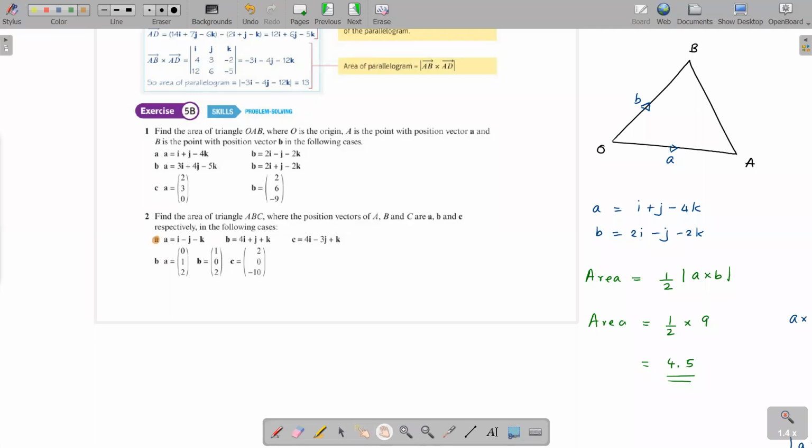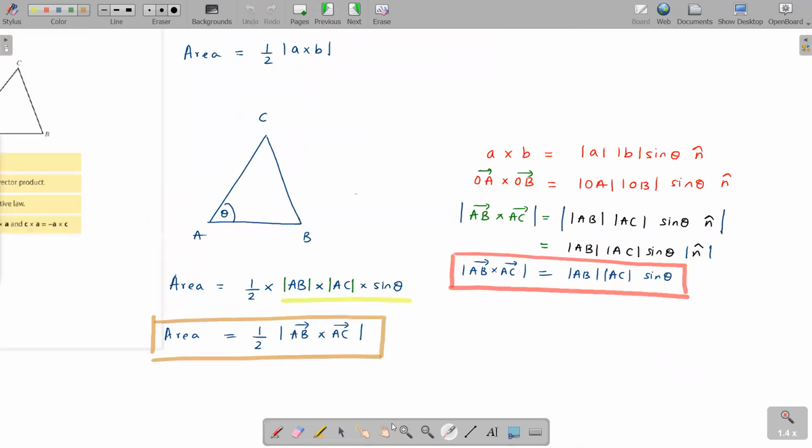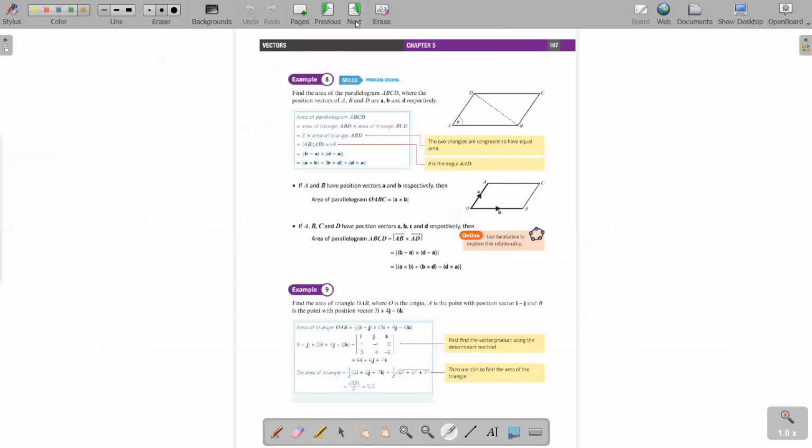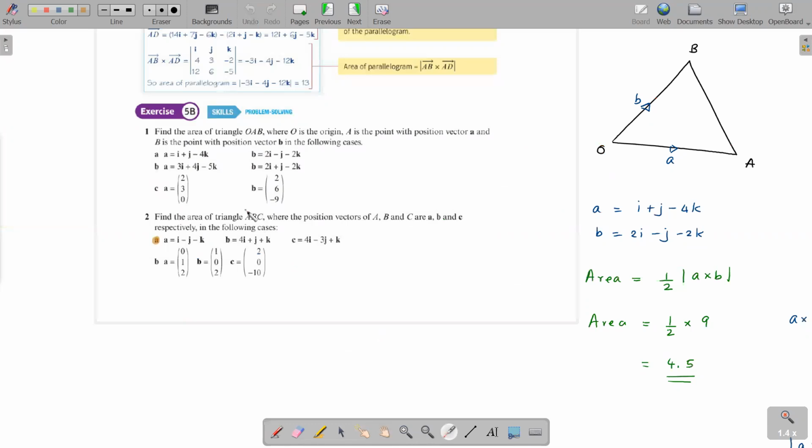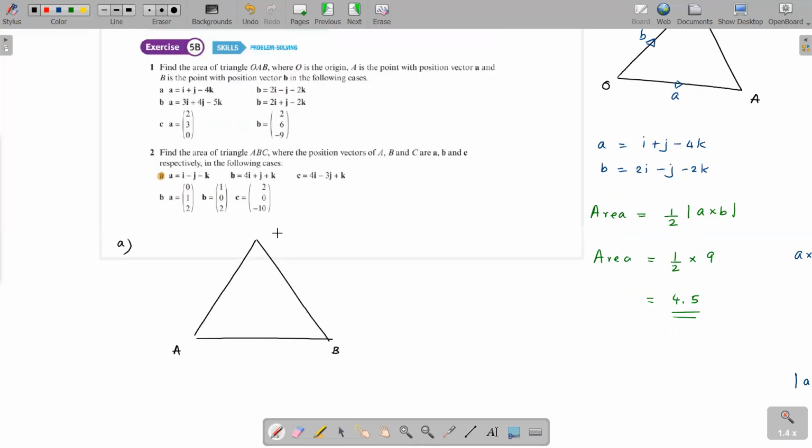Okay, so I'll move on to question number 2, part A. This is related to the part that we just proved. We are going to use this formula and calculate the area of a triangle. Find the area of triangle ABC where the position vectors of A, B, and C are a, b, c respectively in the following cases. They ask you to get the area of the triangle ABC, and they've given you the positions. A is (1, -1, -1), B is (4, 1, 1), C is (4, -3, 1).